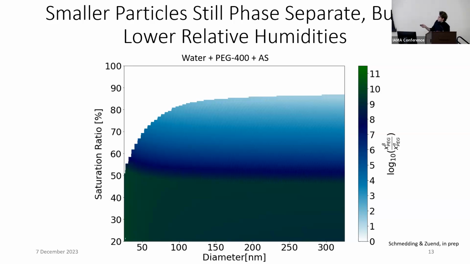But we can see that there's a pretty strong trend here where it decreases, but every particle we've tested still eventually phase separates. So we don't get this complete inhibition of liquid-liquid phase separation that some other studies have been showing. The colors here represent the log-scaled concentration ratios in the particle. So this is organic over aqueous phase, and we see at really small particles, there's a slight variation in the composition as well.